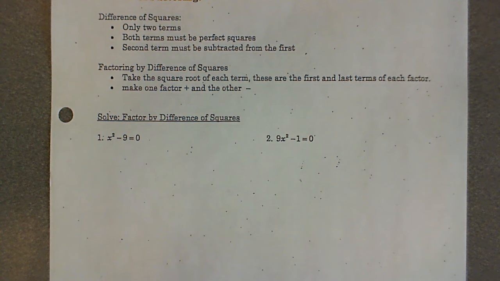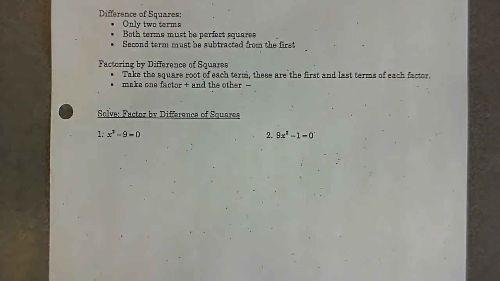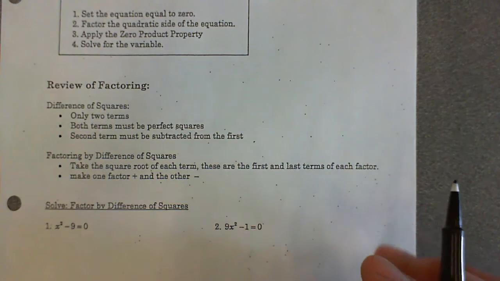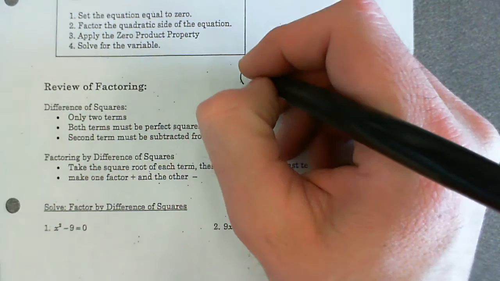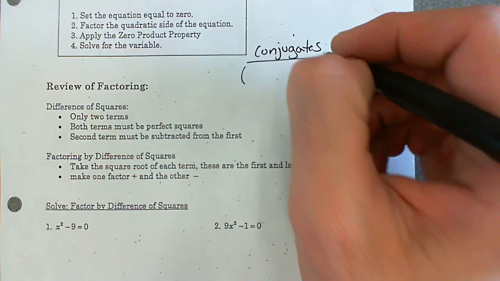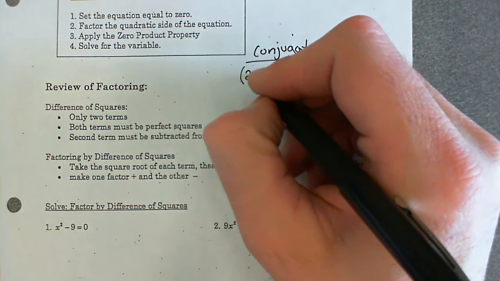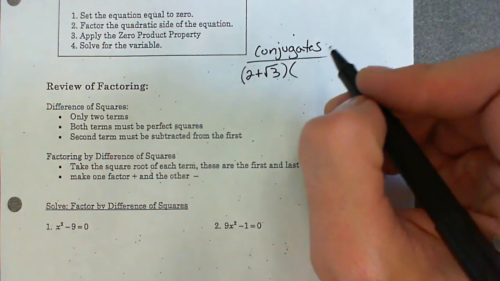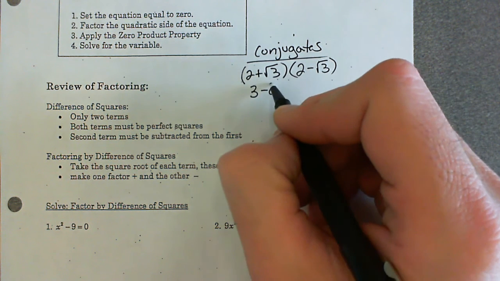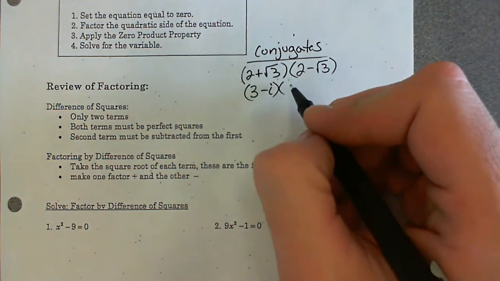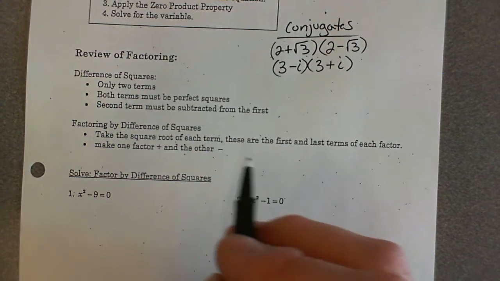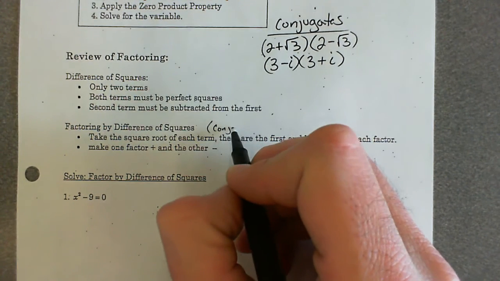Now, how do you factor a difference of squares? Factoring a difference of squares just happens to give you conjugates. So let's write that out: conjugates. Refreshing our memory on conjugates, if we had 2 plus the square root of 3, the conjugate would be 2 minus the square root of 3. If we had 3 minus i, the conjugate would be 3 plus i. Well, a difference of squares factors into conjugates.